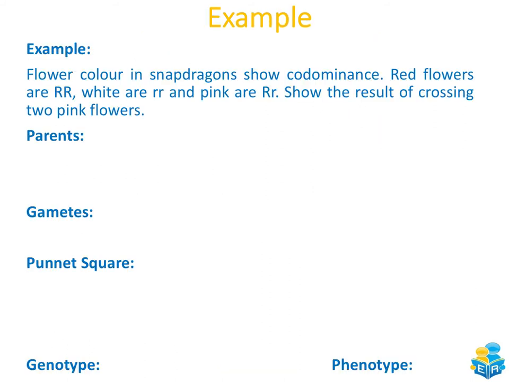So, example here, flower colour in snapdragon shows codominance. Red flowers are capital R, capital R. White are small r, small r, and pink are capital R, small r. So that's the intermediate. Show the result of crossing two pink flowers. So if we have two pink flowers as parents, we have to have capital R, small r, crossed with capital R, small r. Exact same idea from now. We have a capital R or a small r, a capital R or a small r.